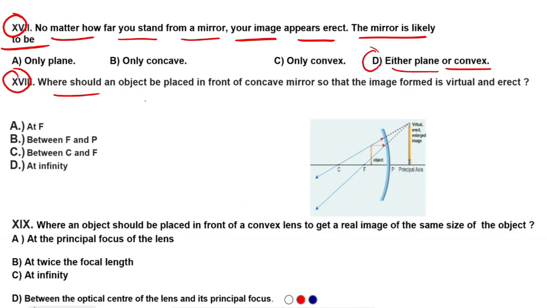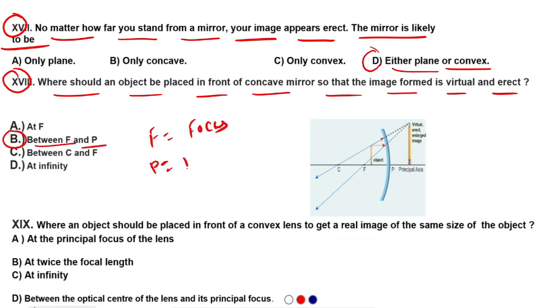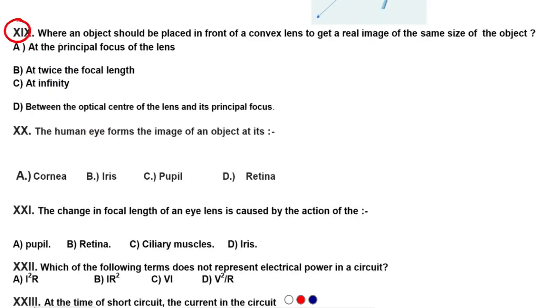Next, where should an object be placed in front of a concave mirror so that the image formed is virtual and erect? Option number B, between F and P. F means focus, P means pole. Next, where should an object be placed in front of a convex lens to get a real image of the same size as the object? Option number B, at twice the focal length.